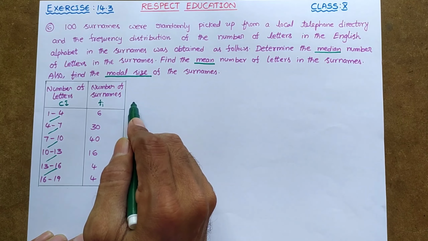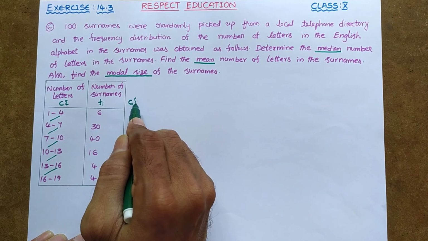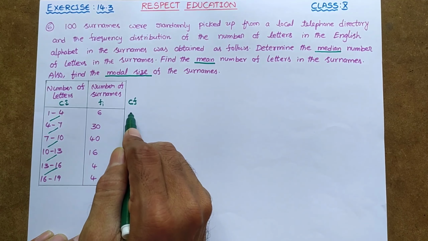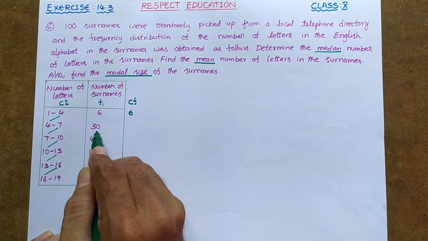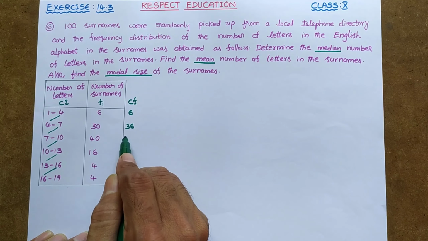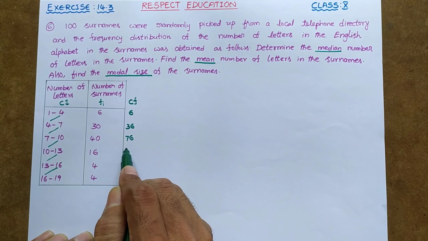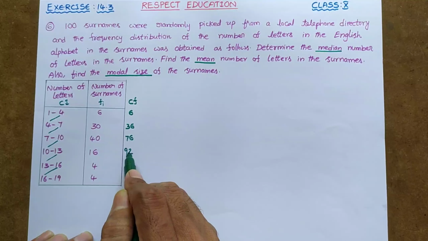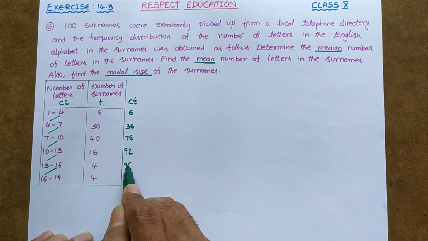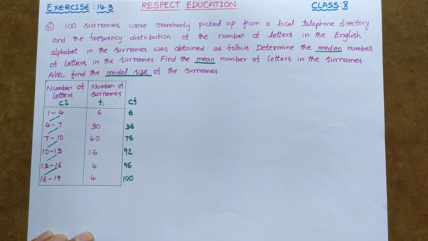So here let us be ready with the cumulative frequency Cf. Let us write the 6 as it is. 6 plus 30 is 36, 36 plus 40 is 76, 76 plus 16 is 92, 92 plus 4 is 96, 96 plus 4 is 100. So here Cf is ready, right?